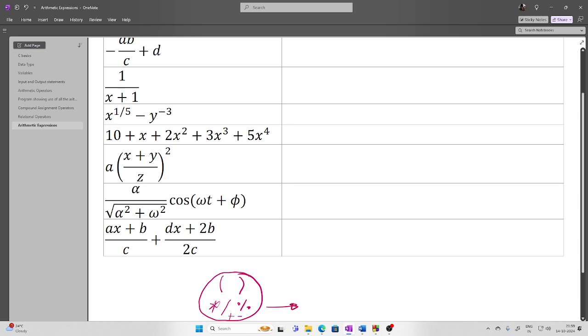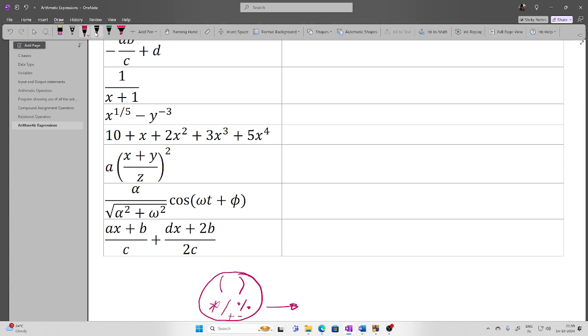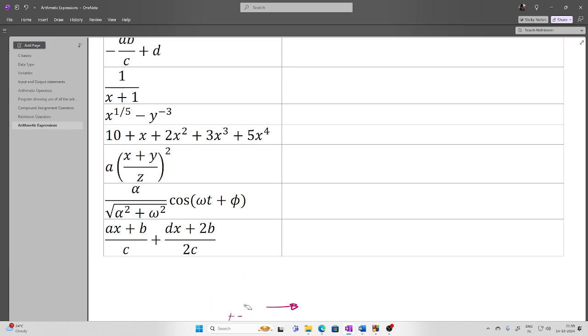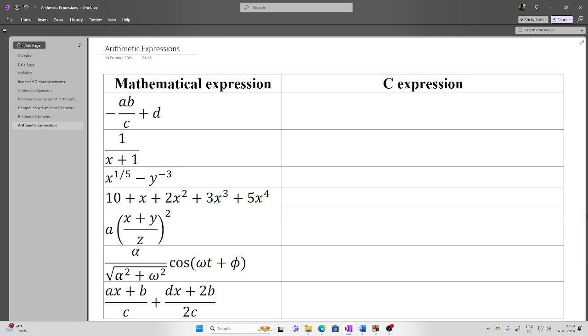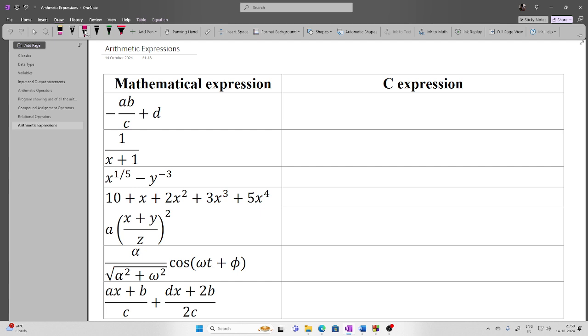So the best thing, if you forget about this, is what I suggest: start using brackets because they have the highest precedence. Start using brackets as much as possible. Sometimes the expression may look clumsy, but you can always break the expression into smaller fragments and work on it. For example, let's say I have to solve this expression, minus ab by c plus d, and I have to write it in C.